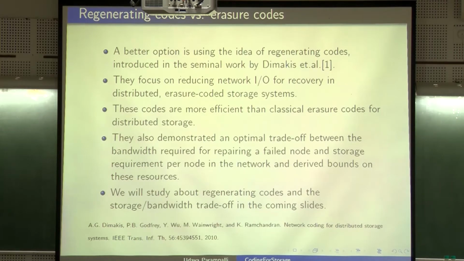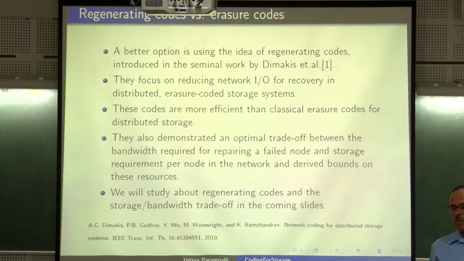The better option is to use the idea of a regenerating code. This was introduced in a first seminal work by Dimakis and other people, and there has been lots of work since then. I refer to the main paper that was published in information theory, but there are also subsequent tutorials on these ideas and how you could do it.